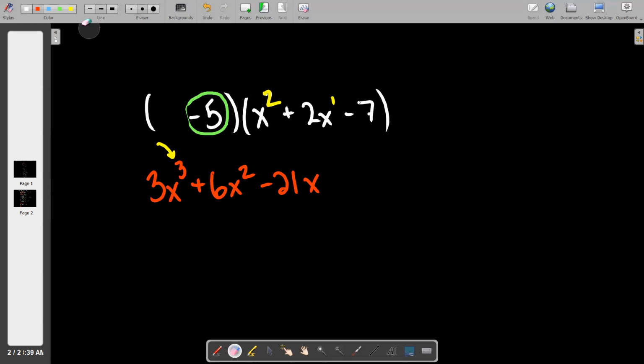And now it's on to the second worker bee, whose name is -5. So follow along. What is -5 times x squared? I want you to note where I'm writing it down. Once the problems start to get longer, I like to organize my answers like this.